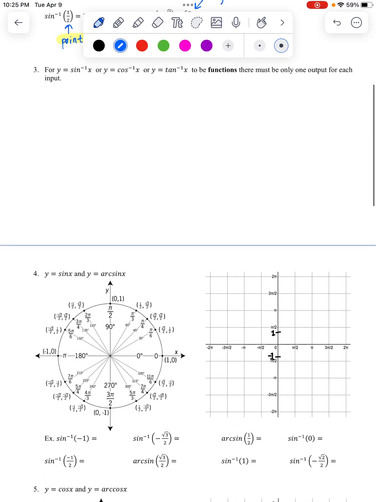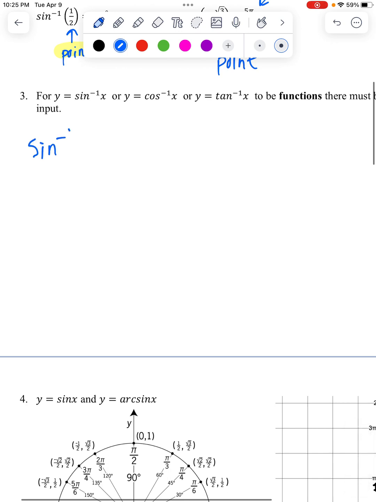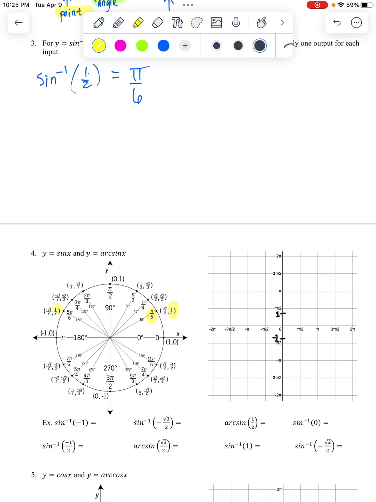Now, for inverse sine, cosine, or tangent to be functions, there can only be one output for each input. So for example, let's say I ask you, what is inverse sine of 1/2? And you go to your unit circle and you say, okay, well, I know sine is the y value. So here it's 1/2 at pi over 6. So it'd go, okay, output my angle, pi over 6. But then also here at 5 pi over 6, sine is 1/2. So is my answer pi over 6 or 5 pi over 6?